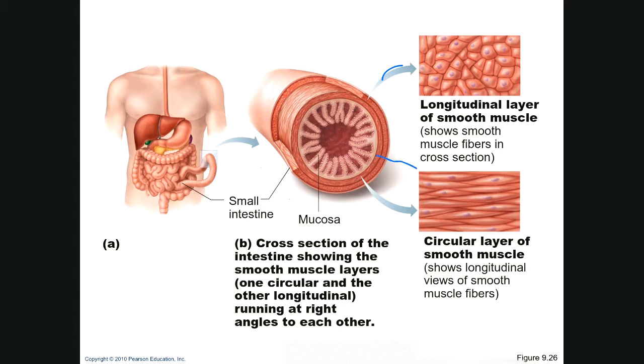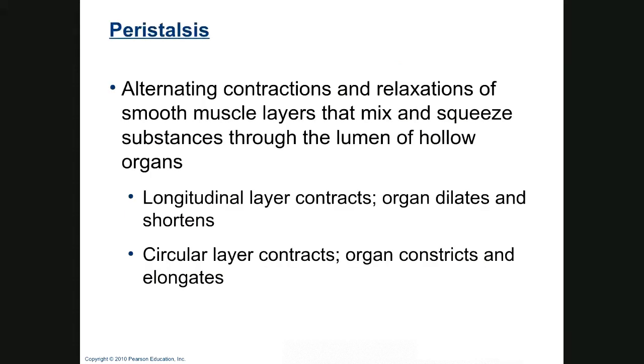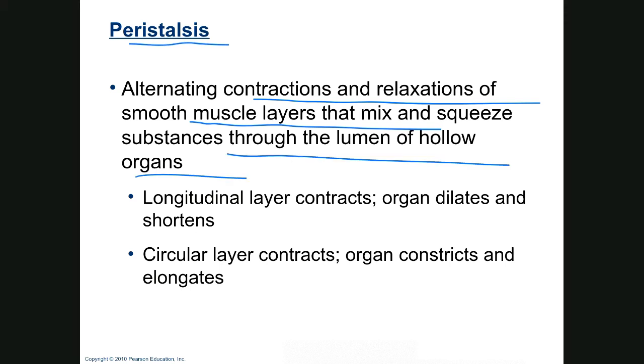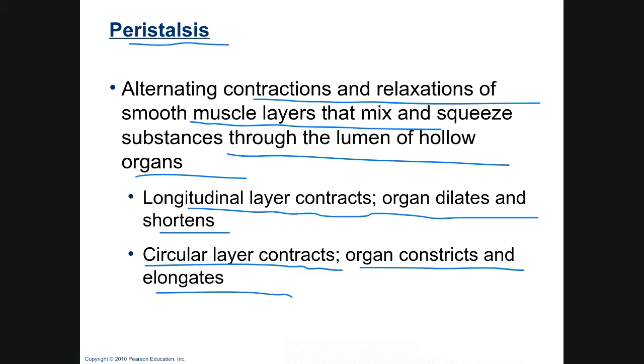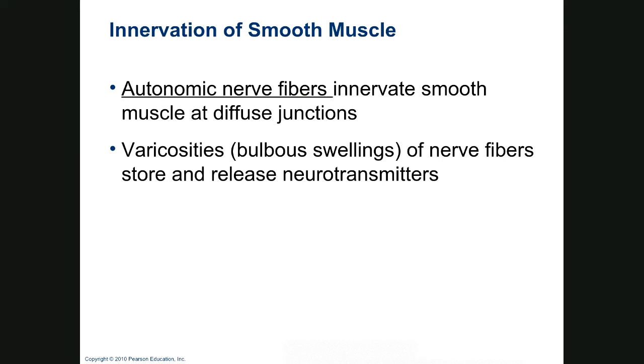This is the mucosa of the small intestine. And they contract back and forth. You get peristalsis, which is movement, contractions and relaxations of the smooth muscle that mix the substances throughout the lumen of hollow organs. When the longitudinal layer contracts, the organ dilates and shortens. When the circular layer contracts, the organ constricts and elongates.